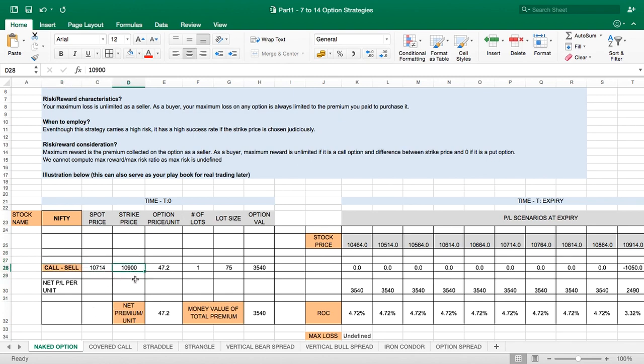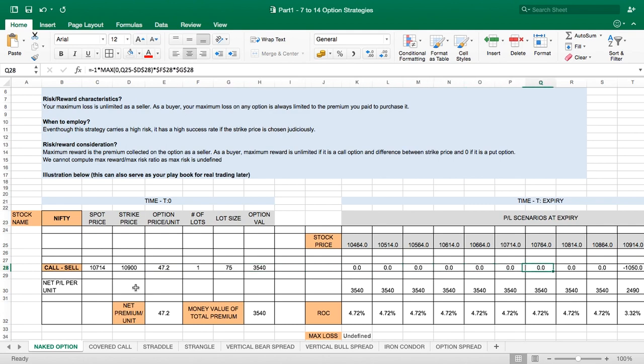So we have chosen a strike price of 10,900 because we have figured out from all our calculations, all our considerations, that the price is highly unlikely to breach past 10,900 within the duration of this contract. And we collected a premium of 47 bucks per share, which amounts to a total value of 3,540.